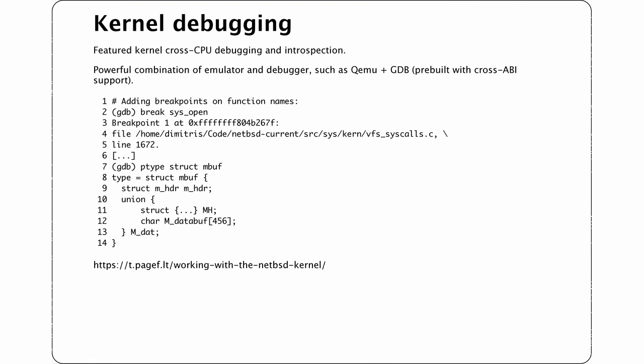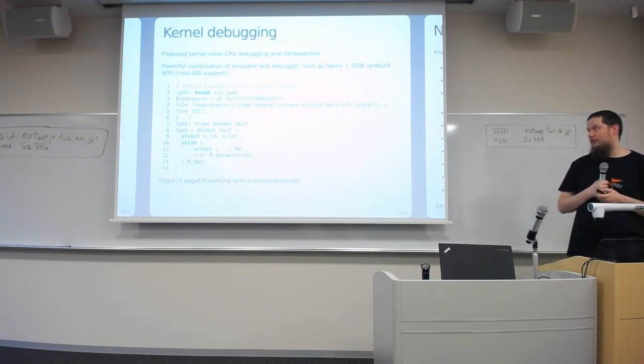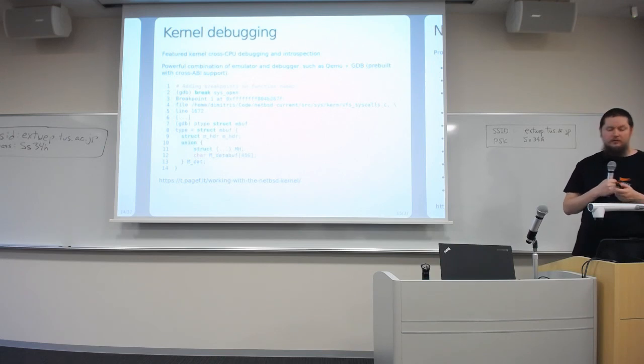QEMU can spawn a built-in GDB server. We can attach to it with a regular GDB frontend, and we can add breakpoints, software breakpoints, set them up in parts of code, introspect into structures, single step the code, etc. It's very convenient for debugging. Such tasks are much more troublesome when you try to do them natively.